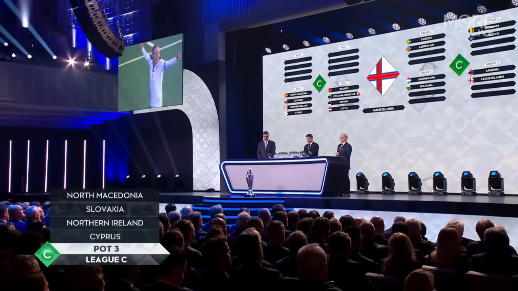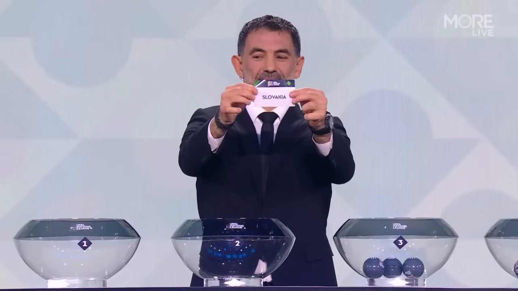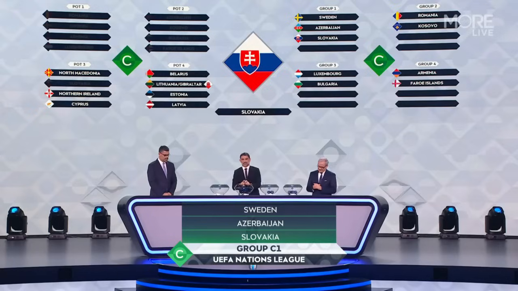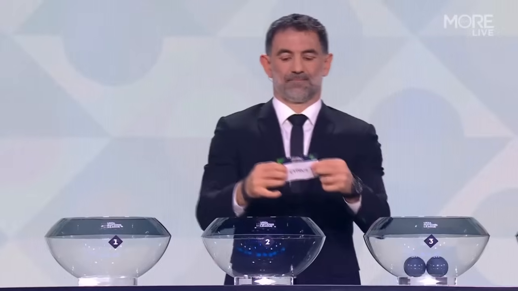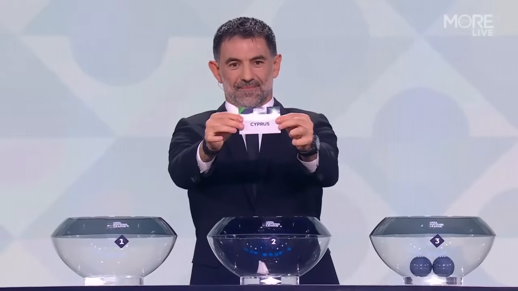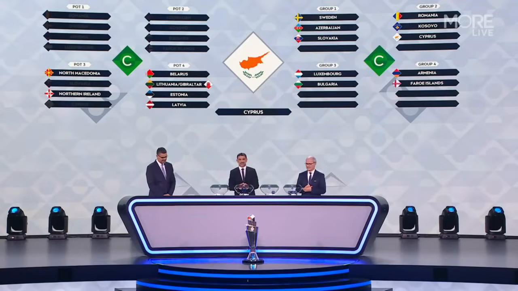Third pot, and we restart with Group C1. Slovakia, Group C1 for Slovakia, together with Azerbaijan and Sweden. Second successive participation in League C for Slovakia, which interestingly had the highest ball possession of all teams in the last Nations League, with 66%. Cyprus. And Cyprus, together with Romania and Kosovo, is a team of Group C2. Very loyal to League C. Cyprus, fourth successive time, basically since the beginning.